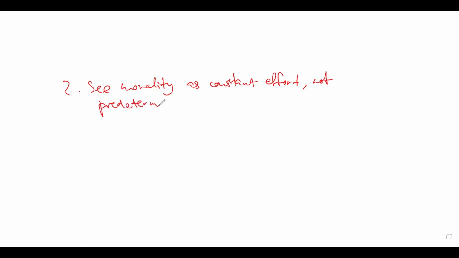Second argument then. I think you can suggest that they are likely to see morality as a constant effort rather than a predetermined trait. So see morality as constant effort, not predetermined trait. And there are a couple of things that you can say under this, right?